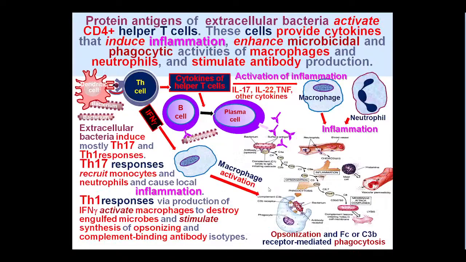When speaking about T helpers involved in the reaction to the protein antigens of extracellular bacteria, the inflammation and antibody synthesis, we have to say that antibody synthesis is mostly maintained by T helpers type 2. That's not shown in this slide, but in addition to T helpers type 2, a very important role is played by T helpers type 17 and T helpers type 1.